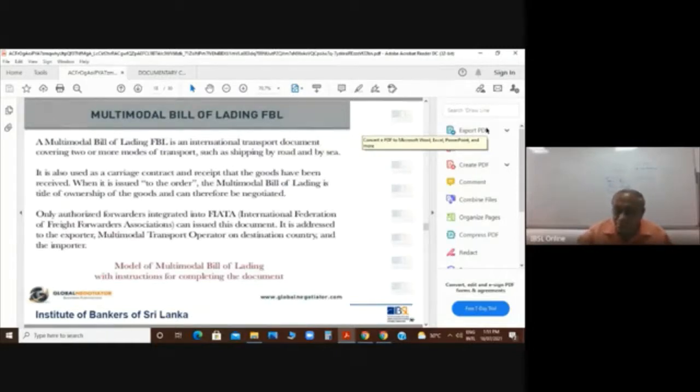Multimodal transport document is used if the transport is in more than two modes. I'm not going to go into details of these things because we are going to discuss these matters in more detail in time to come. Right? But at least you should know this terminology. What is multimodal, clean BL, all these things, you have to have some idea.